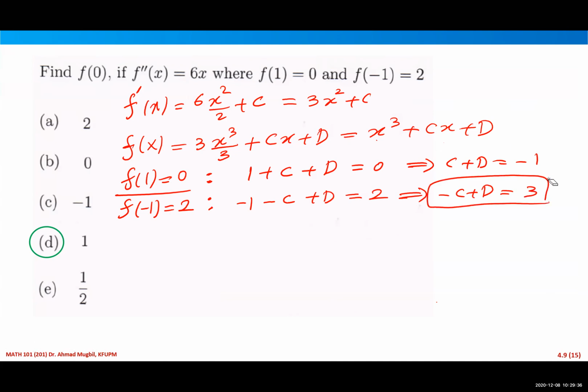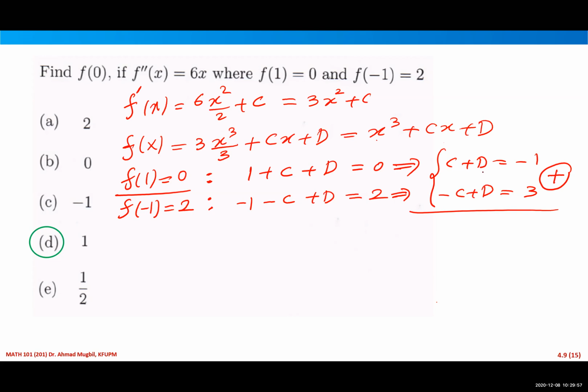What do we have here? We need to solve these together simultaneously, as a system. We have a system of two linear equations in two variables. If you remember, you can use elimination or substitution. It is easier here to use elimination. Just add these two equations.